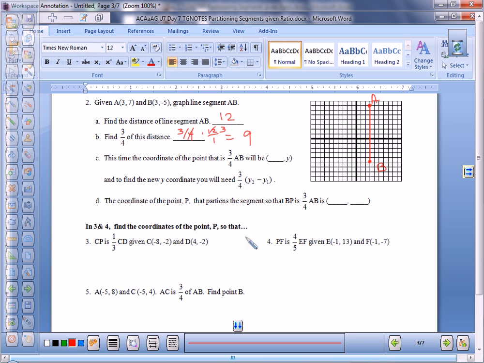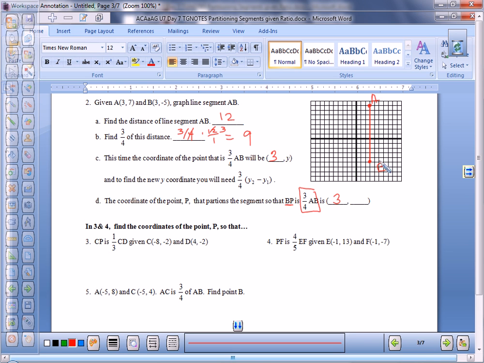All right, now when we look at this time the x value doesn't change. What is the x value? 3. So we know the x value has to be 3. And this time we want it to be 3/4 of AB from which vertex this time? B. So we want to go 3/4 of the way up.